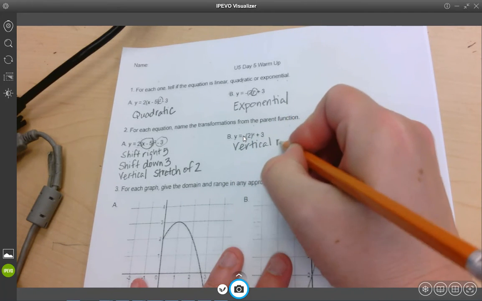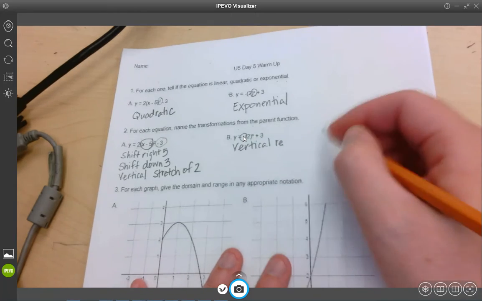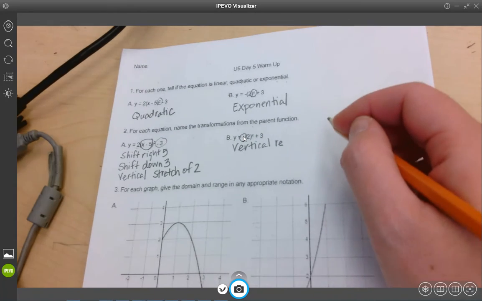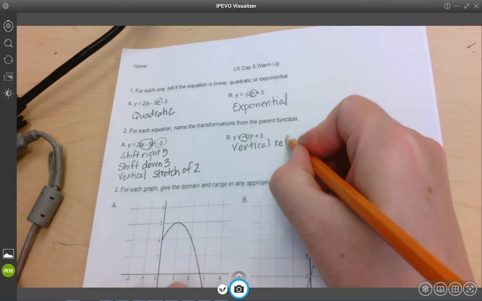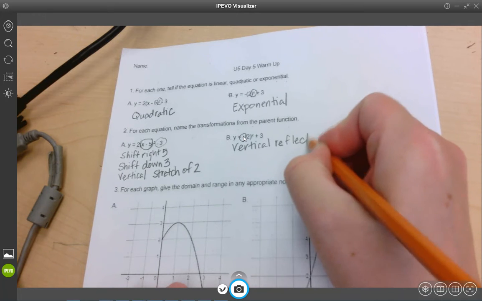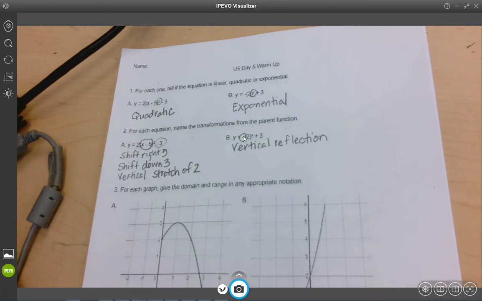That's what the 2 did? That's what the negative did, right there. The 2 is part of the parent function. If you check out the parent function on the board, see it's already there. So whenever it's negative, very good. Well summarized.